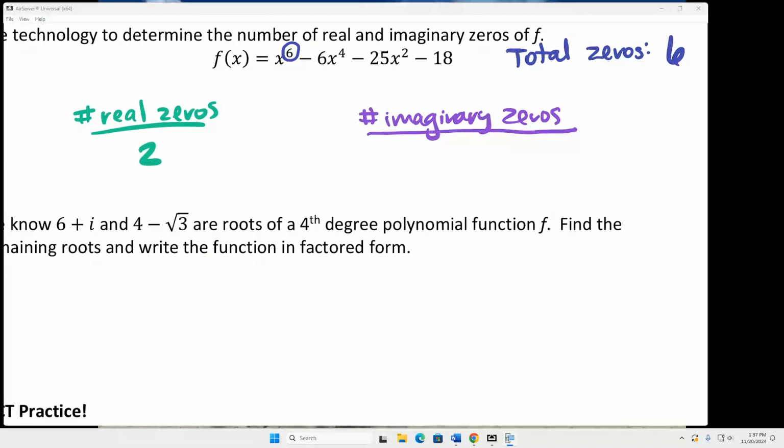But this is supposed to have 6. So what about the other 4? They're imaginary. Imaginary zeros never show up on the graph. So the real zeros are the x-intercepts, and then however many are left to get to your total, that's going to be the imaginary.